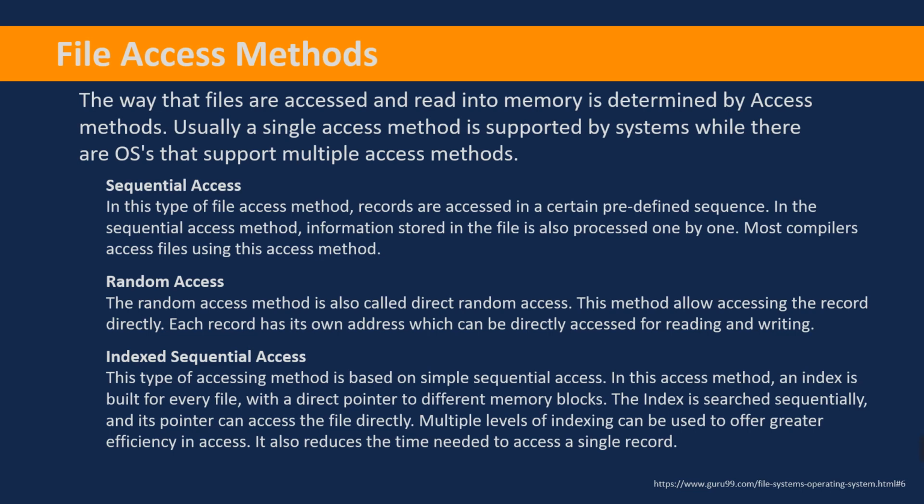And then you have the indexed sequential access. Indexed sequential access is normally discussed in detail when you learn about programming. Anyway, this type of accessing method is based on simple sequential access. In this access method, an index is built for every file with a direct pointer to different memory blocks. The index is searched sequentially, and its pointer can access the file directly. Multiple levels of indexing can be used to offer greater efficiency and access. It also reduces the time needed to access a single record.